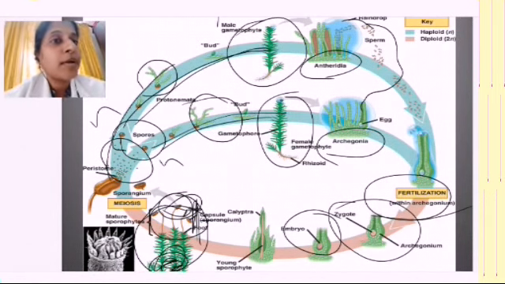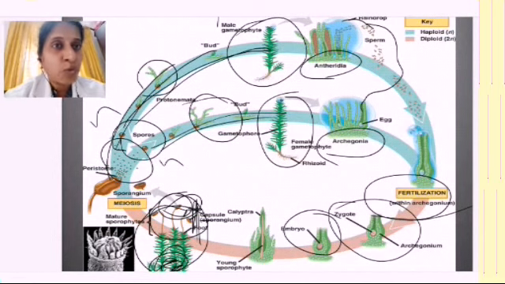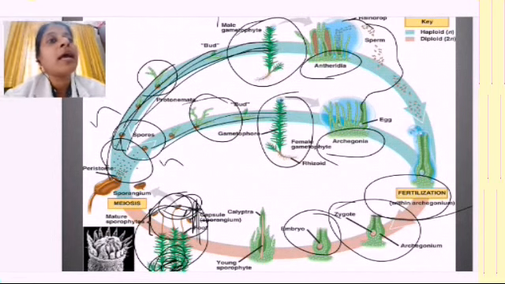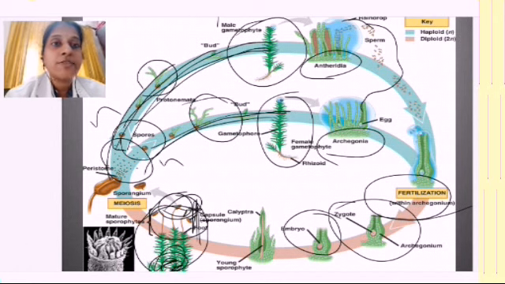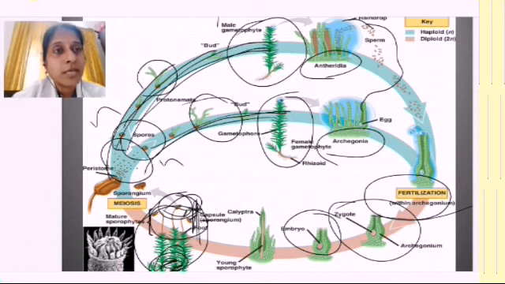If it is a haploid having the male chromosome, then it will give rise to what? A male, and if it is female, then it will give rise to female. Again, you can find the fertilization is taking place and the life cycle is continued. So this is how the life cycle is taking place here.